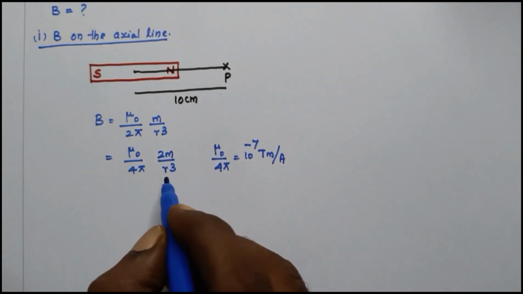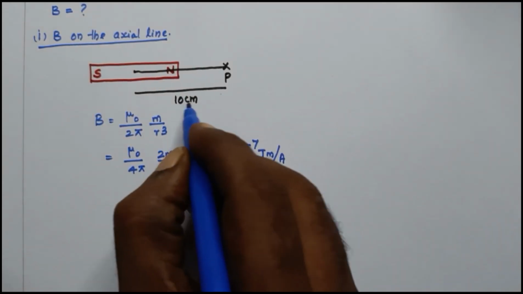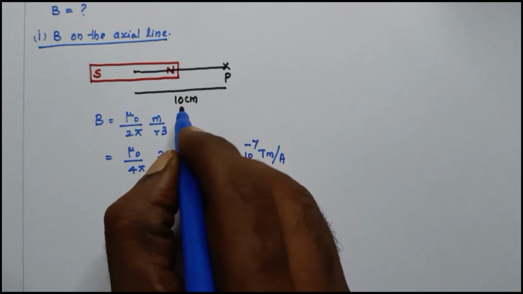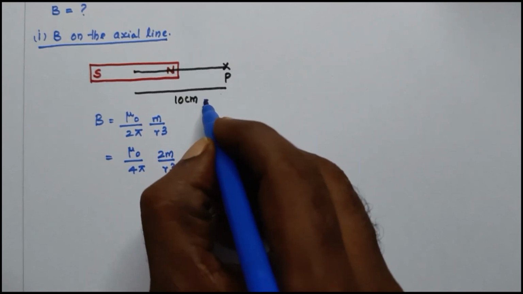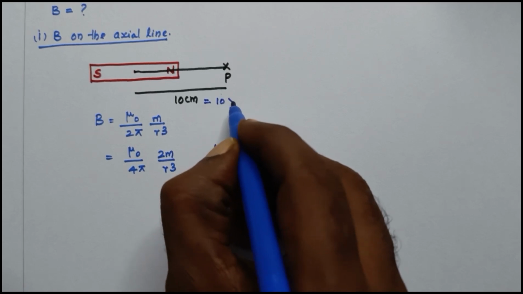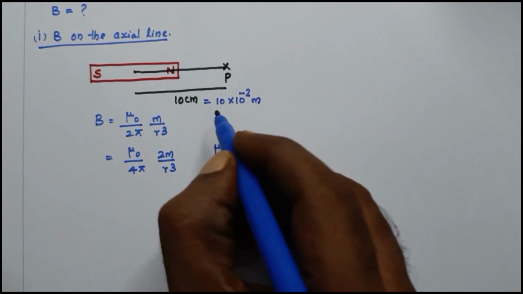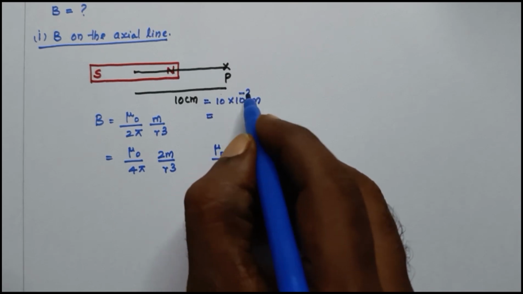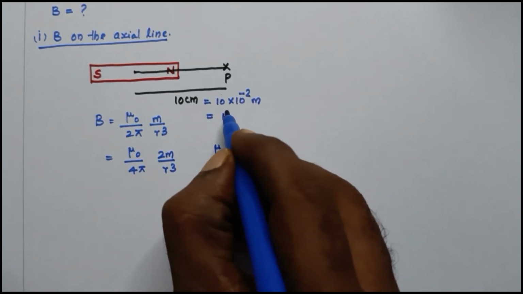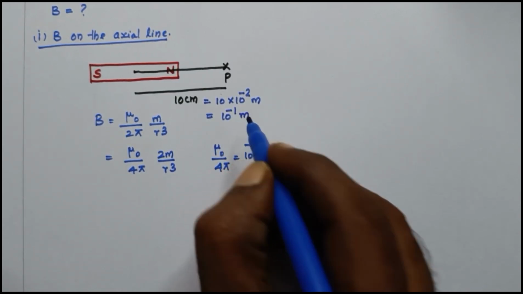We know the value of m and r. What is r? r is 10 cm. This is in CGS unit, so we have to convert this to SI unit. So this is equal to 10 into 10 to the power minus 2 meter, which can be written as 10 to the power minus 1 meter.